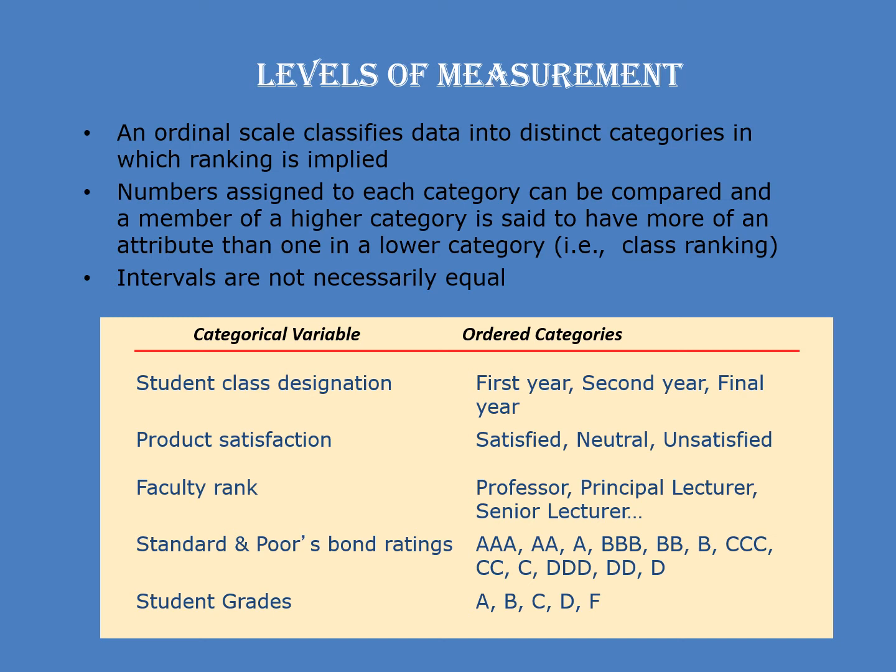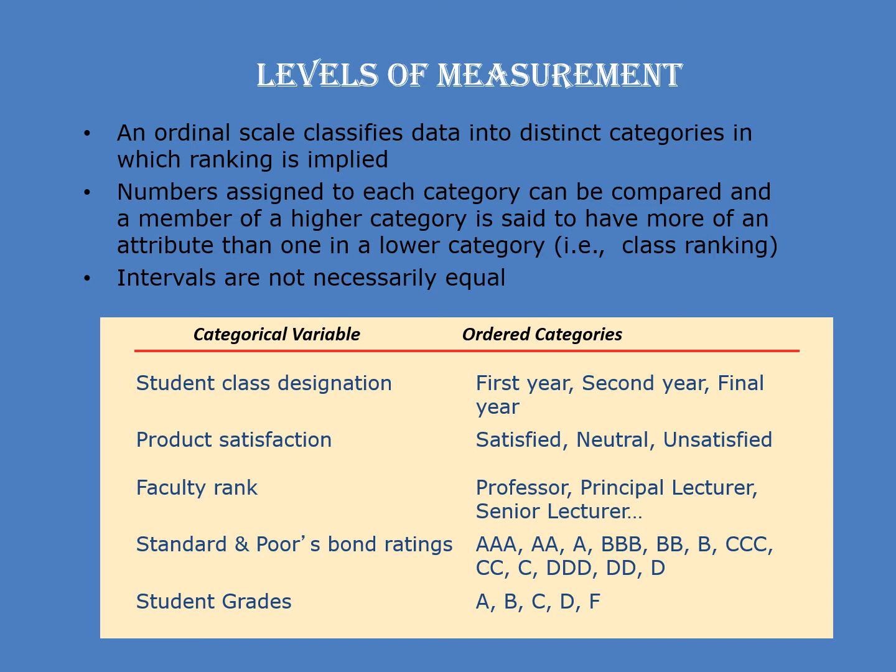In this slide, there's this overview where you have a categorical variable and then you have ordered categories. I won't go through the whole example here.